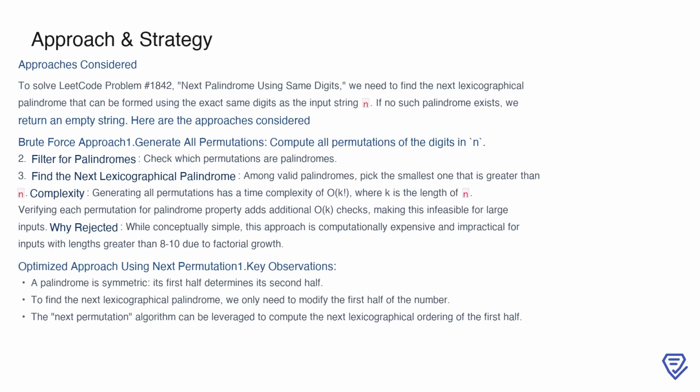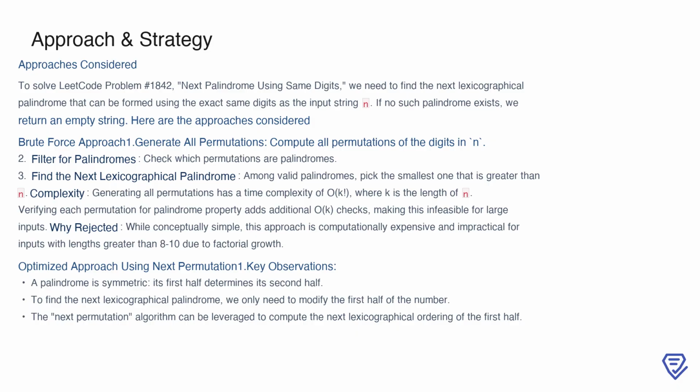To solve the problem of finding the next palindrome using the same digits, we considered multiple approaches. First, let's look at the brute force method. In this approach, we generate all possible permutations of the digits in the input string, then filter out the ones that are palindromes, and finally, identify the smallest palindrome that is greater than the input. While this method is conceptually straightforward, the computational cost is prohibitive. Generating all permutations has factorial time complexity, and verifying each one adds even more overhead. As the length of the input increases, this approach becomes infeasible, which is why we rejected it.